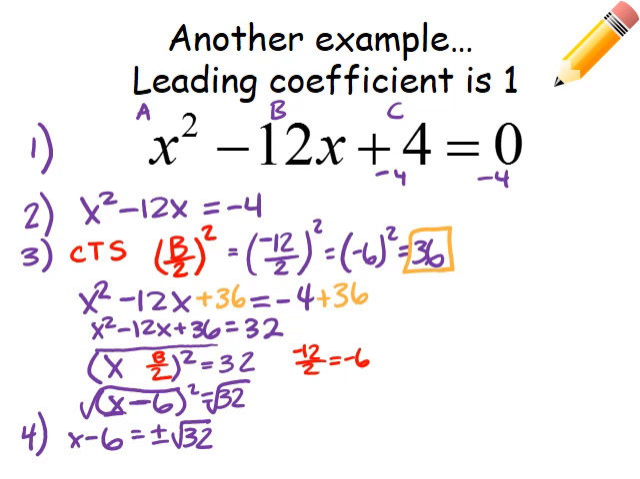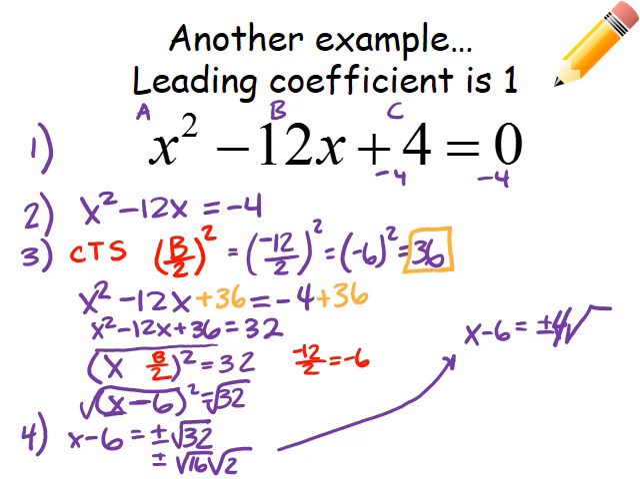Let's take care of reducing that radical. 32 reduces down to 16 times 2. I'm left with x minus 6 on the left, plus or minus the square root of 16, which is equal to 4, and we have square root of 2 left over. Now I want to isolate that x, so I'm going to add 6 to both sides. Those aren't like terms, so I can't actually add them, so I'm going to leave the 6 out front, plus or minus the 4, and the radical 2 stays the same.